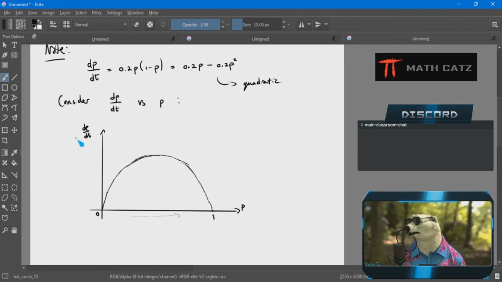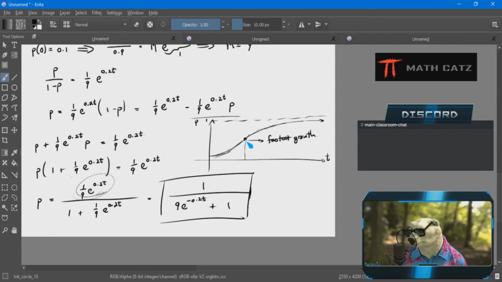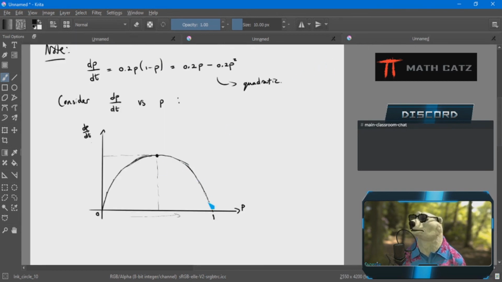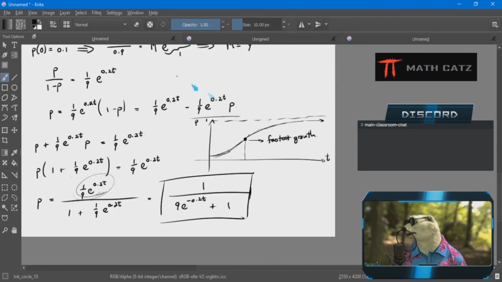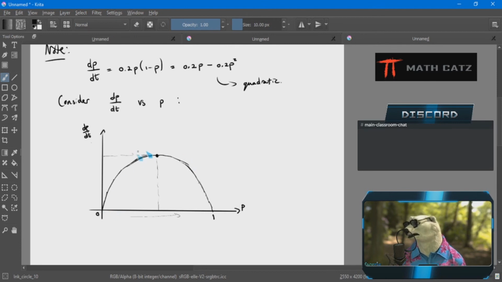As the population grows, the value of dp dt goes up to a maximum point here. Now this maximum point corresponds to this inflection point. And then it's going to slow down again. I'm not saying those points are the same. This one has a p and a dp dt. This one has a time and a p-value. So it's not the same thing. But as time passes, we're traveling along this graph. As time passes, we're traveling along this graph, and they directly correspond to each other.